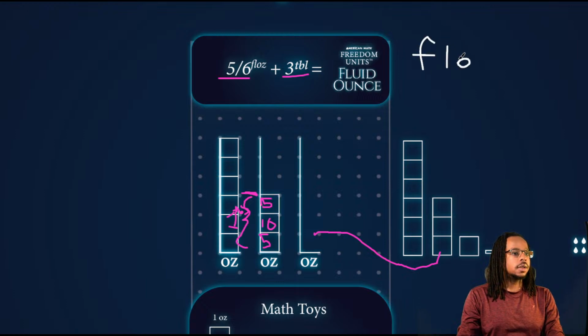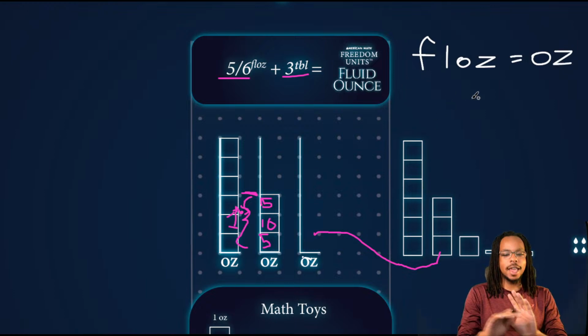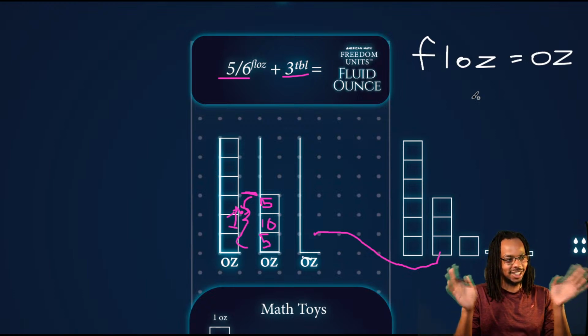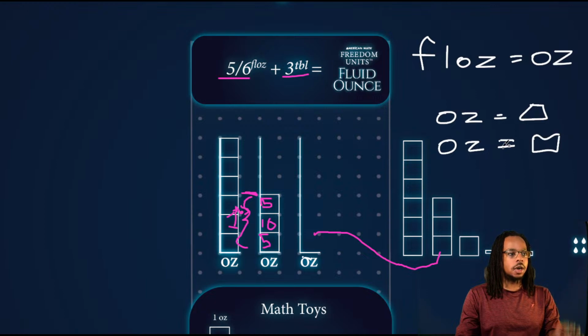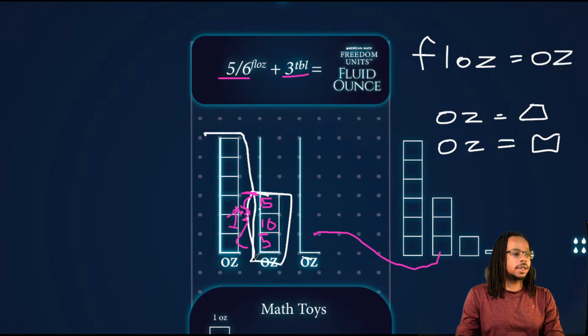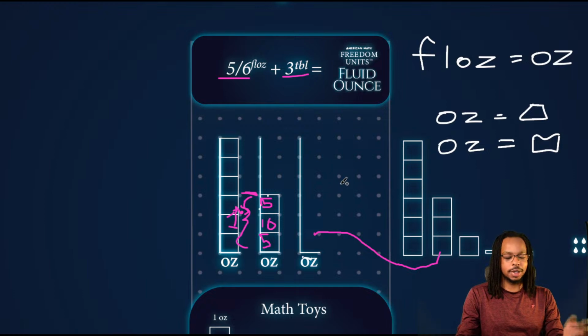Fluid ounce is the same as, like, this OZ is the same as fluid ounce. So, not in everything though. Okay, I need to make that clear. There is a unit for ounces in weight. But in this case, we're using it for fluid. They have the same name. It's very confusing. All right. So a fluid ounce is not half of a tablespoon. A fluid ounce is the same as an ounce. How can I put this?